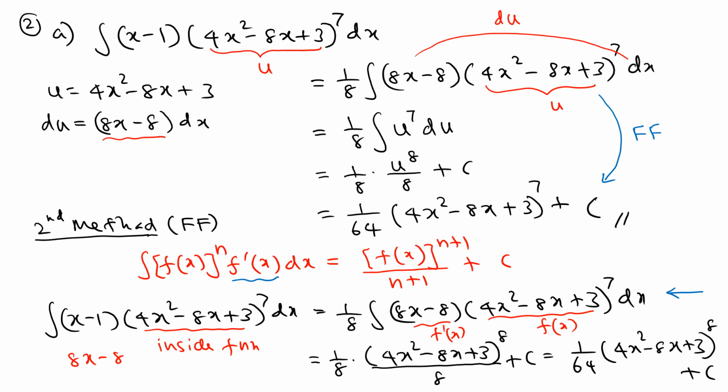So this is what we call the u formula trick, equation number 1. This is equation number 1 in the u formula trick.